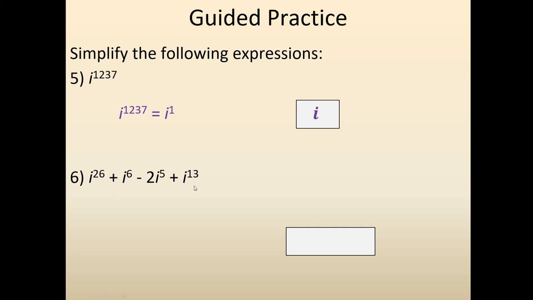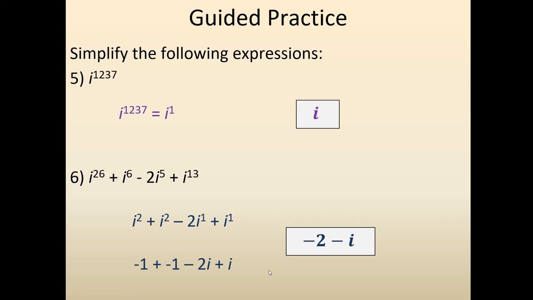Doing the same thing for this one. When we bring this down to their more simplified forms, i to the 26 is just i squared, i to the 6 is also i squared, i to the 5th is i to the first, and i to the 13th is i to the first. We can clean this up a little bit. i squared is going to be negative 1, so both those become negative 1. i to the first is just i, so this becomes minus 2i plus i. Combine this together, and we get negative 2 minus i.